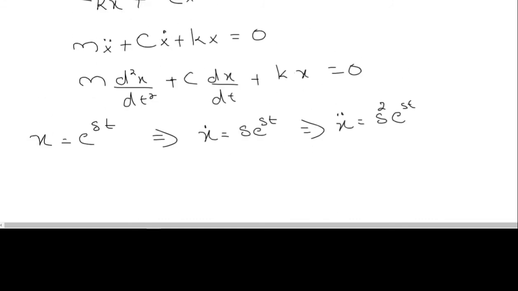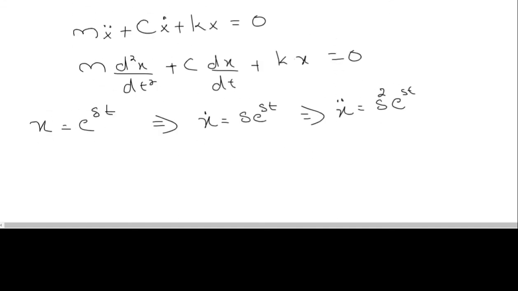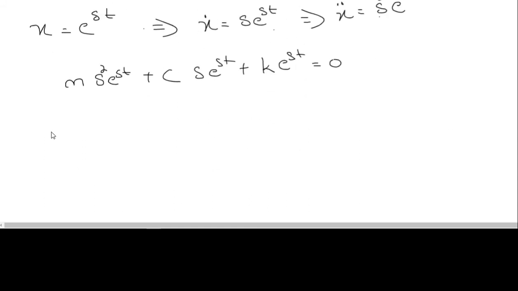So substituting these values back into this differential equation, we will get m times s square e raised to st plus c times s e raised to st plus k times e raised to st is equal to 0. Taking e raised to st as common, we will get m s square plus cs plus k is equal to 0. So this is actually in the form of a quadratic equation with s as the variable.